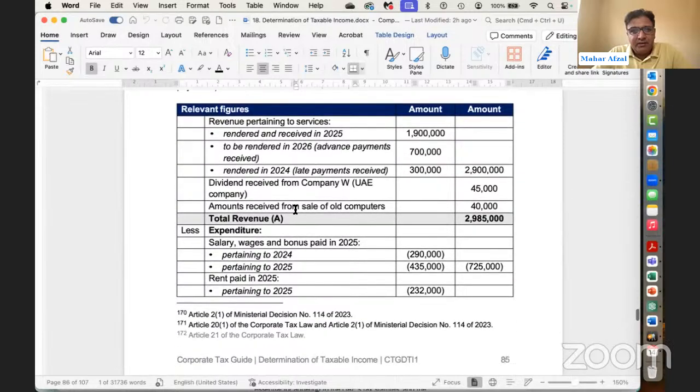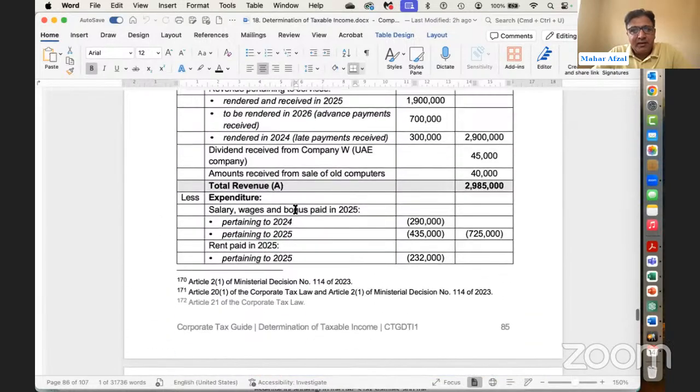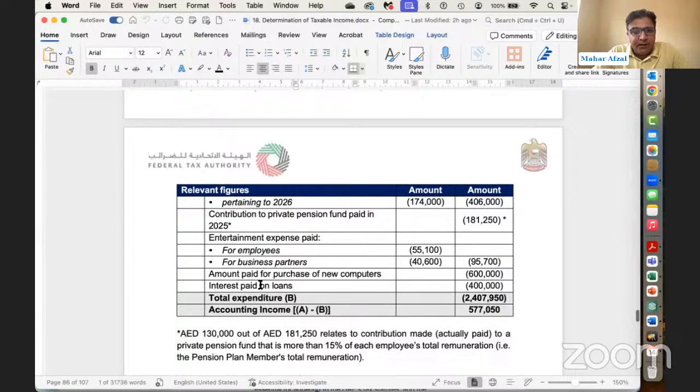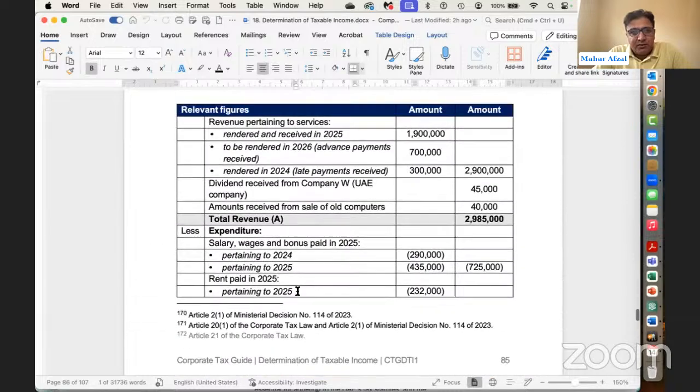Gregorian calendar. This is basically, again, the profit and loss is given. If I'm taking 577,050, interest paid on loans.